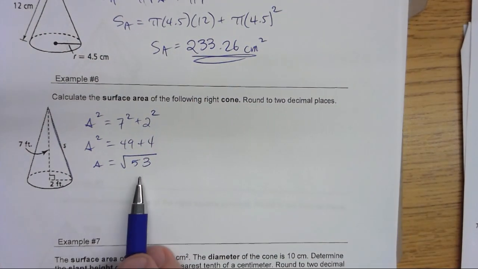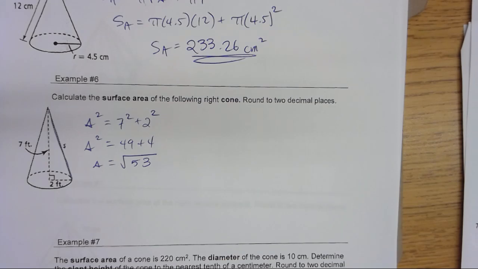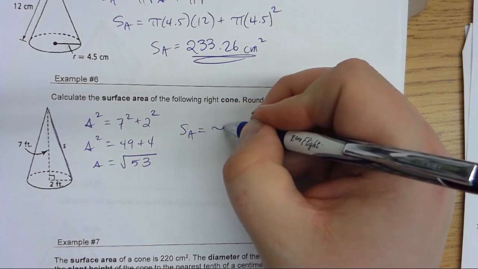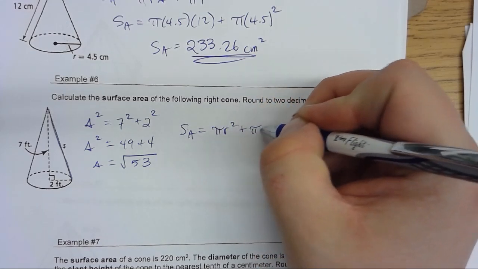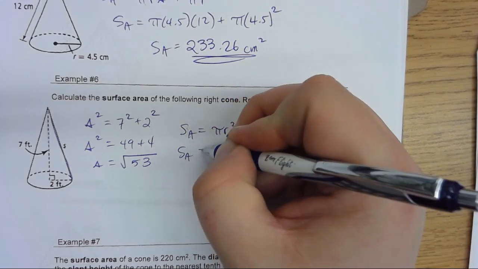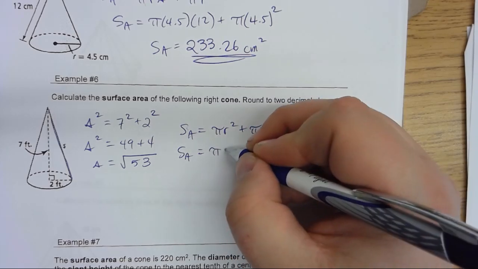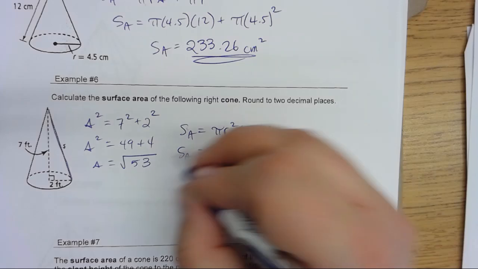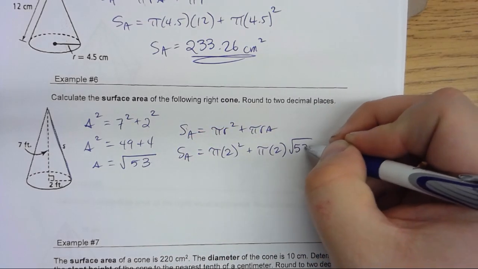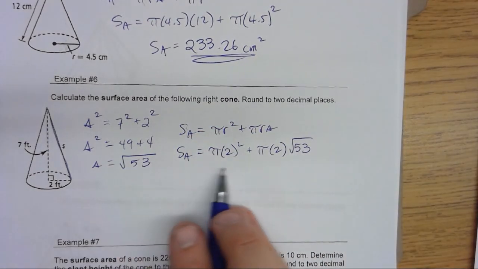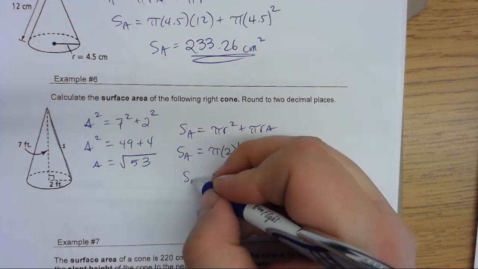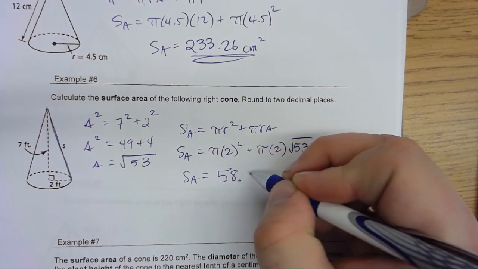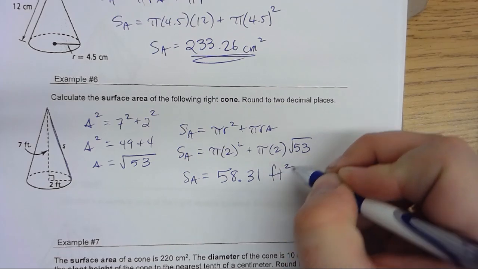This number isn't my answer, so I'm not going to bother punching it and getting a decimal to work with. I'm just going to go right to the formula. So it's pi r squared plus pi r s, and I have pi, radius is 2, pi, radius is 2, and my slant height I just figured out is the root of 53. Try punching that on your calculator the way it is. Again, pause the video if you want to try it and see if you get the right number. I got 58.31 when I rounded to 2 places.